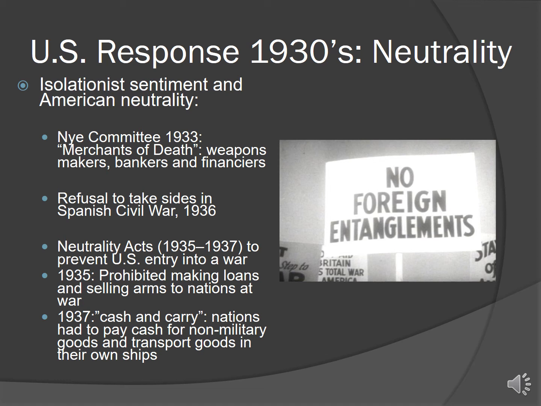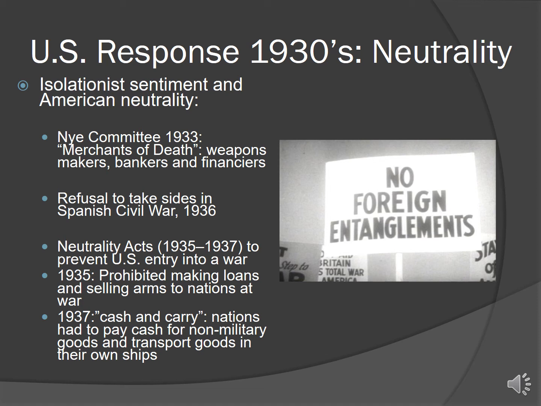So the U.S. response to all of this growing fascist threat in Europe is essentially to remain neutral and isolationist. Remember that after World War I, the Americans really were committed to this idea of international peace and not wanting to get involved in other countries' affairs. And so throughout the 1930s, we see examples of the United States refusing to get involved in other countries' affairs. A very clear example of this is the Spanish Civil War, which breaks out in 1936, where you have this leader, Francisco Franco, essentially a fascist leader, trying to overthrow the nationalist government in Spain.